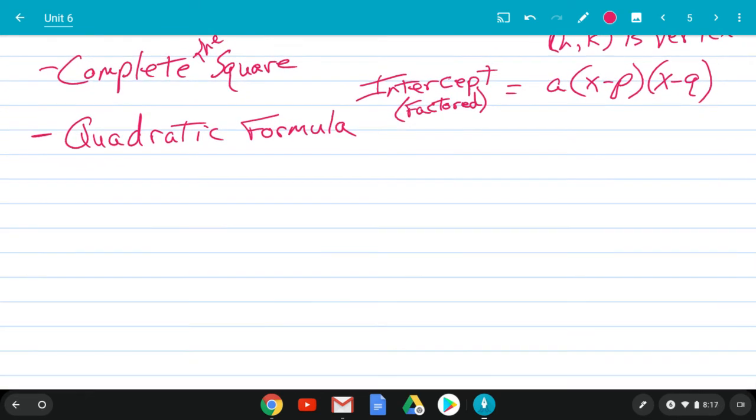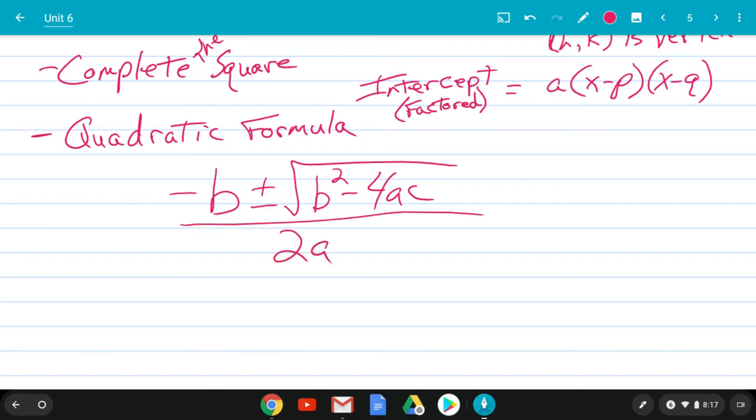All right. Let's start learning the quadratic formula. Would you please repeat after me in the same tone and manner that I say it? You ready? Negative b plus or minus square root of b squared minus 4ac, all over 2a.